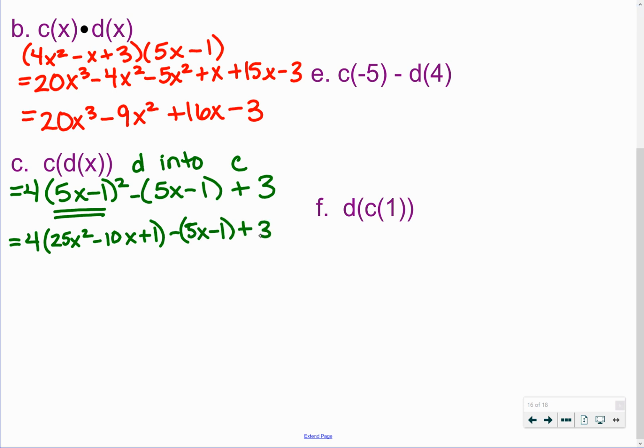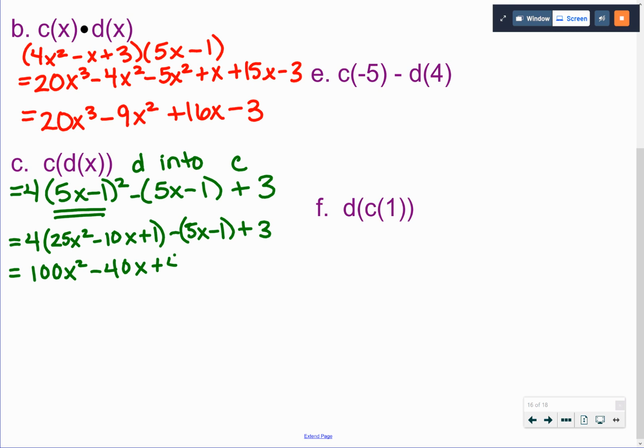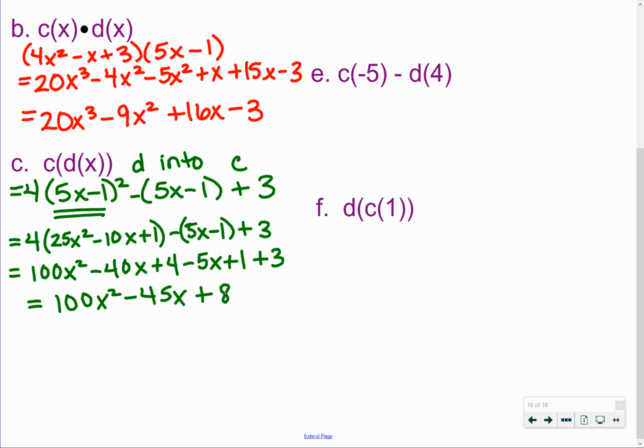Then you distribute, then you combine like terms. If I distribute, I get 100x squared minus 40x plus 4, don't forget to distribute your negative in, minus 5x plus 1 plus 3. And then combine your like terms. 100x squared minus 45x, and then 4, 1, and 3 give me a positive 8. Okay, final answer. Good so far? Any questions on any of those?